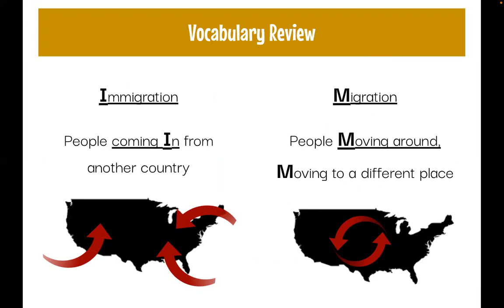Some vocab I want you to write down and be able to remember is the difference between immigration and migration. Okay? And the way to really remember this is immigration, that starts with the I, is people coming in to the country from another country. So the Chinese, the Irish, the Italian are immigrants. All right. Migration is the people moving around once they're already in the spot. So that would be people moving from the south to the north, from the east to the west. They're moving already inside the nation.